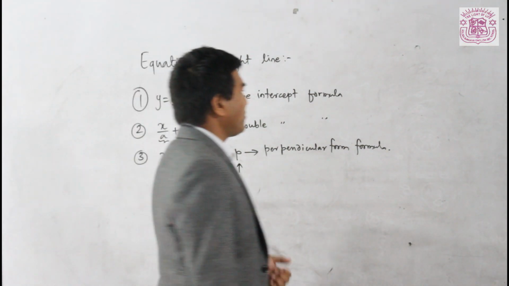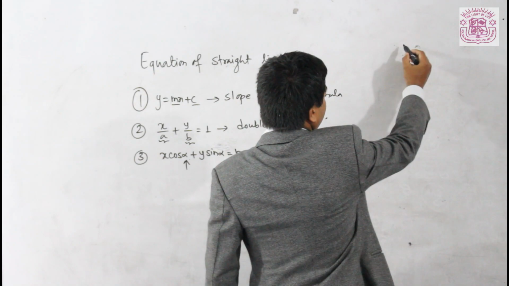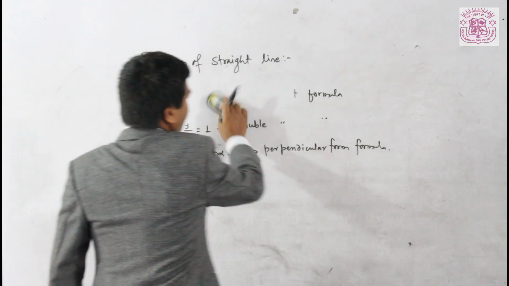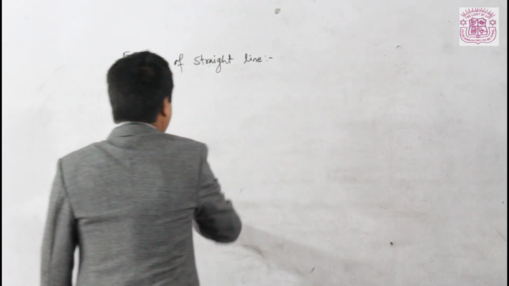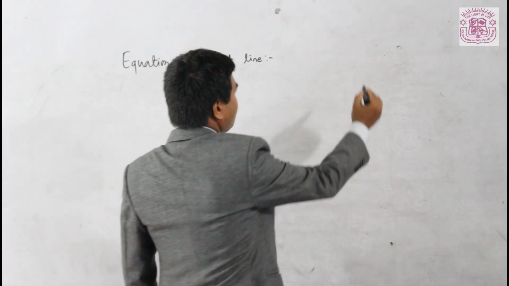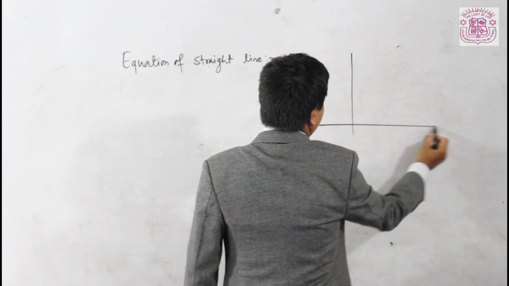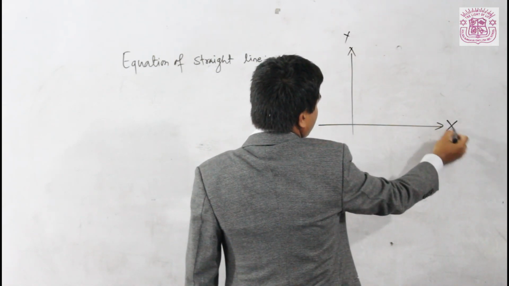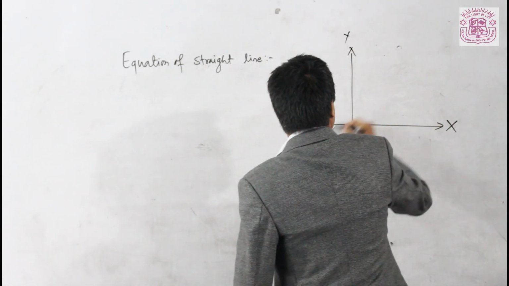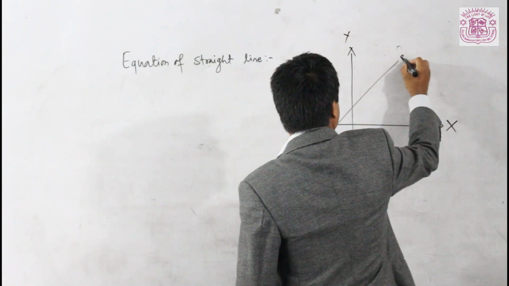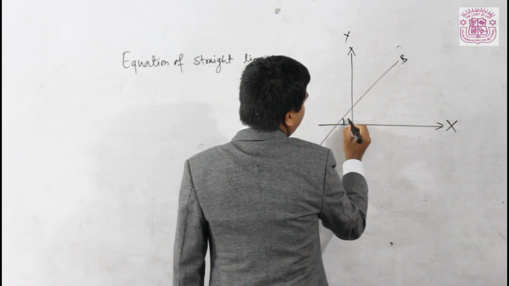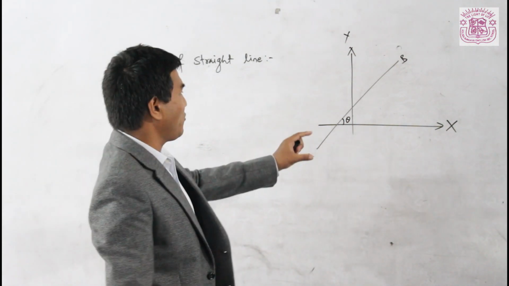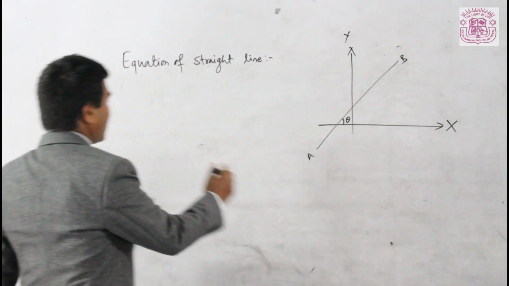So for that we have to first draw a figure. So let's draw the figure. I am going to draw the figure over here. This is y, this is the x-axis. Let us suppose a line AB which makes angle theta with the positive x-axis. Now I am going to describe this figure over here.